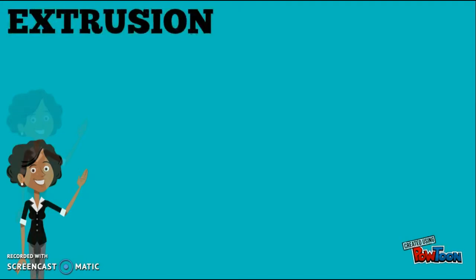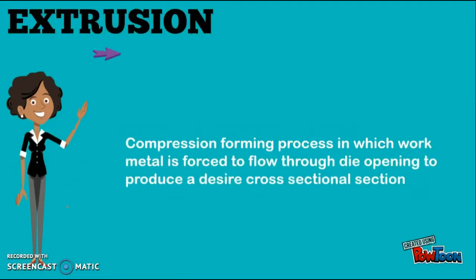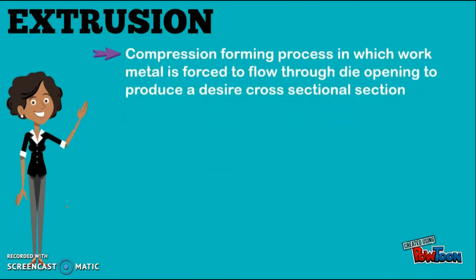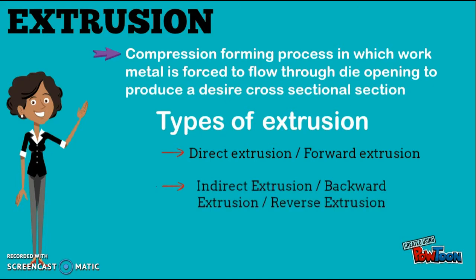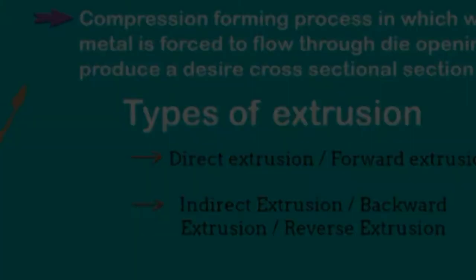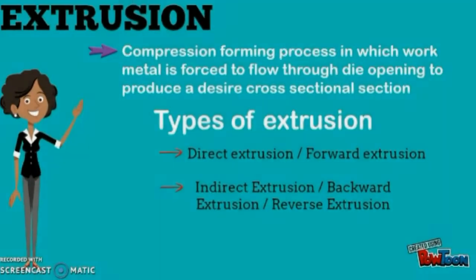And then the third process of bulk deformation is extrusion. Extrusion is a compression forming process in which work metal is forced to flow through a die opening to produce a desired cross-sectional shape. There are two types of extrusion. Firstly is direct extrusion, also called forward extrusion, and secondly is indirect extrusion, also called backward extrusion or reverse extrusion.